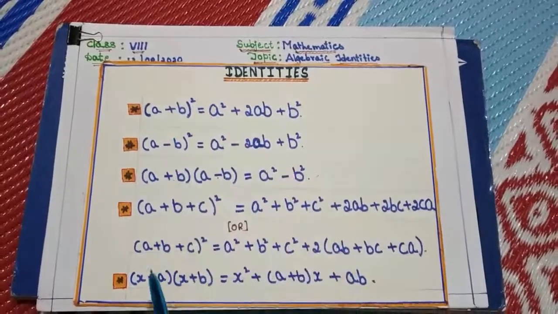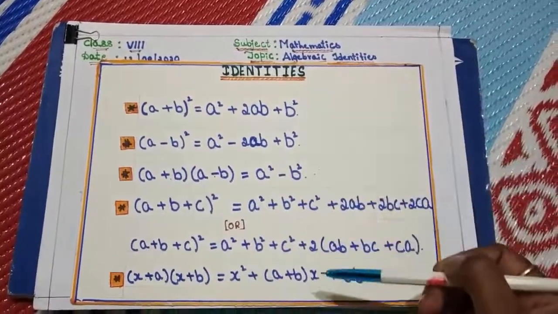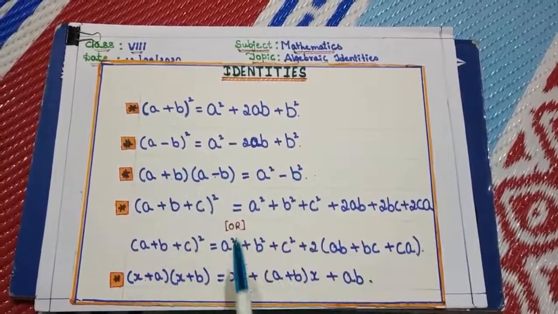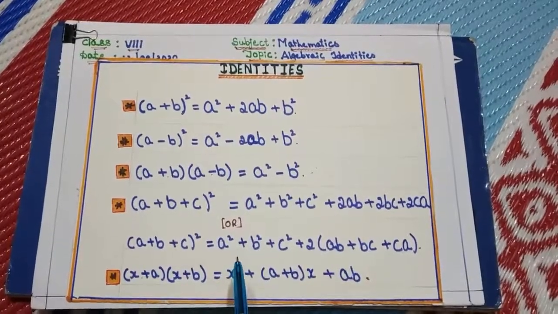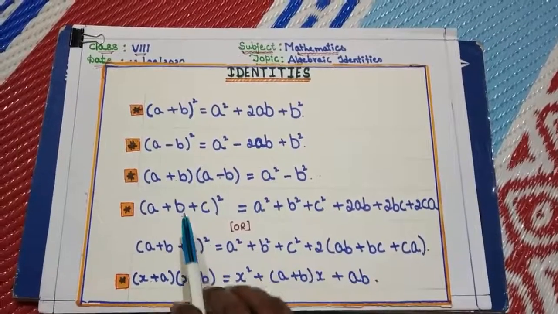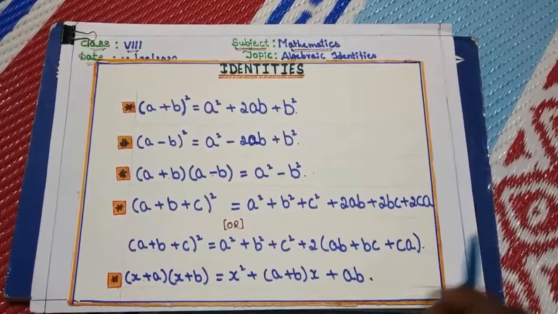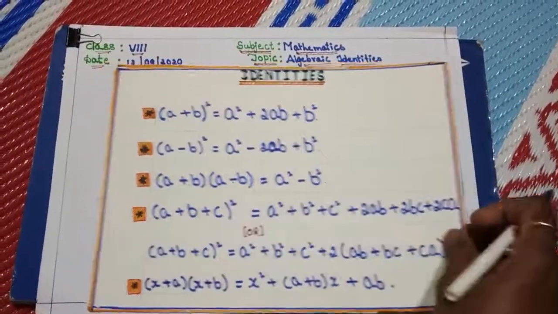These are all called factors and this side is called expressions. So from here to here it is called expand by using the suitable identity. From here to here it is called factorize the given expression. So now we'll move to value based question solving.